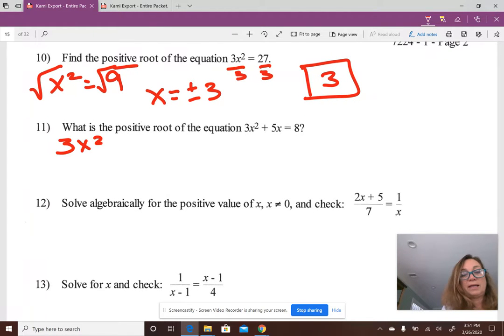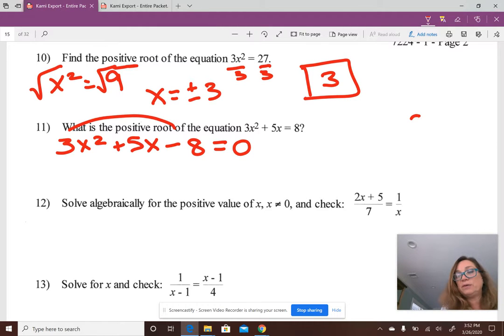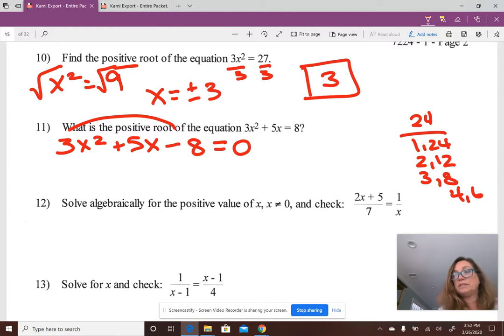3x squared plus 5x minus 8 equals 0. So if I could divide by 3, that would be great, but I can't. So I have to do 3 times 8, which is 24. So that's 1 and 24, 2 and 12, 3 and 8, or 4 and 6. I'm going to choose the 3 and 8.